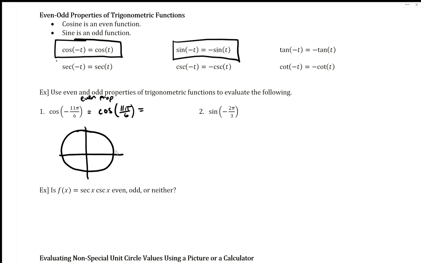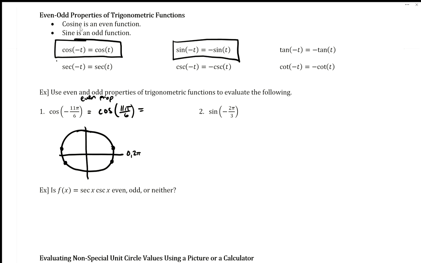So the positive 11 pi over 6. With 6 in the denominator, I know it's one of the ones that are close to the x-axis. Again, I'm trying to draw it accurately to show short versus long. So I know it's one of those four. And then 11 over 6 is close to 2. Remember, here's where it starts and then it goes all the way around to 2 pi. So 11 over 6 is close to 2, which means it's this one.